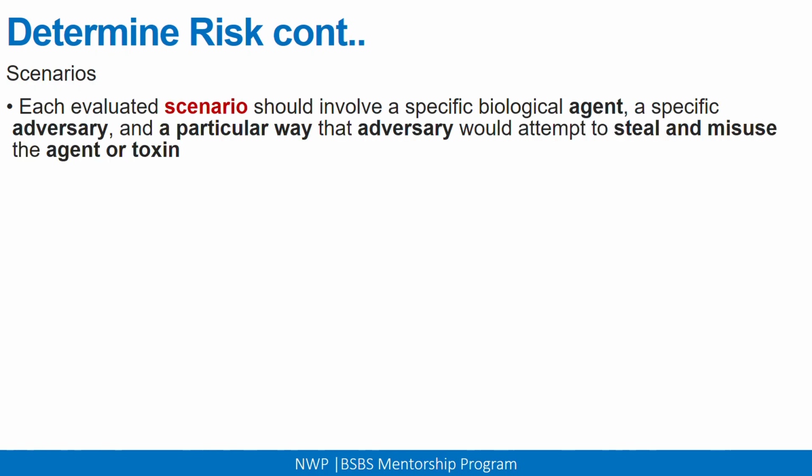Okay, so each evaluated scenario should involve a specific biological agent, which is that asset now. So now for each particular asset, you look at who are the potential adversaries at each particular point. So you look at the insider as well as the outsider type of adversary, so that at least you would have considered both the inside and outsider threat in the process itself.